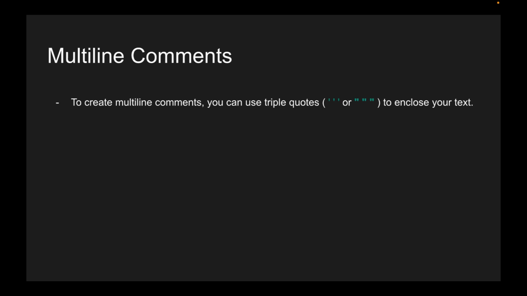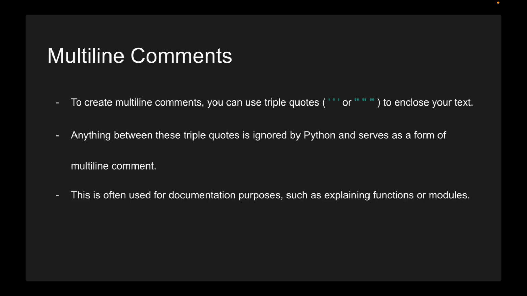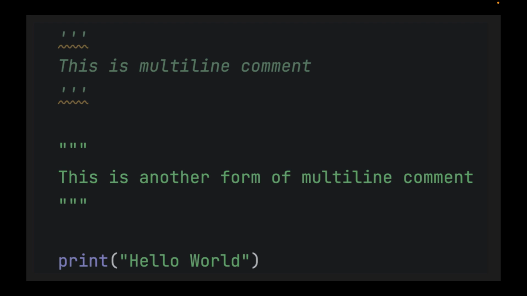And what is a multi-line comment? The second type of comment is the multi-line comment. While implementing a multi-line comment, you have to use a triple quote. It can be a single quote or a double quote. Whatever is written between the triple quotes is ignored by the Python interpreter and helps you create a multi-line comment. This is often used for documentation purposes. For example, if you want to explain a function or a module, you can use a multi-line comment instead of single line comments. So these are a few examples of multi-line comments.